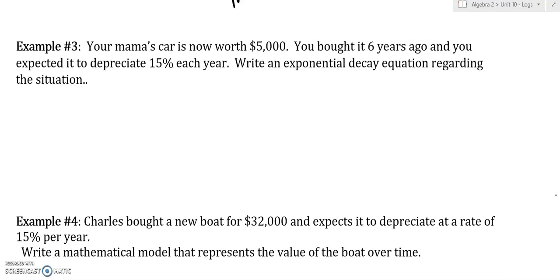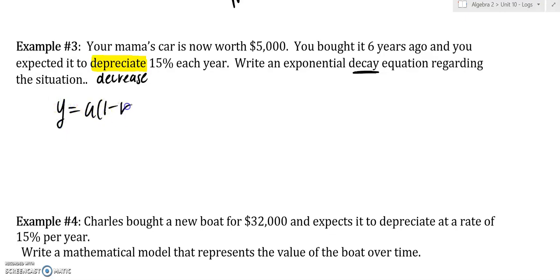Your mama's car is now worth $5,000. You bought it 6 years ago and you expected it to depreciate 15% each year. Write an exponential decay equation regarding the situation. So again, talking about cars, it's going down in value. A couple different numbers here, so let's plug it in. I'm going to rewrite my equation.